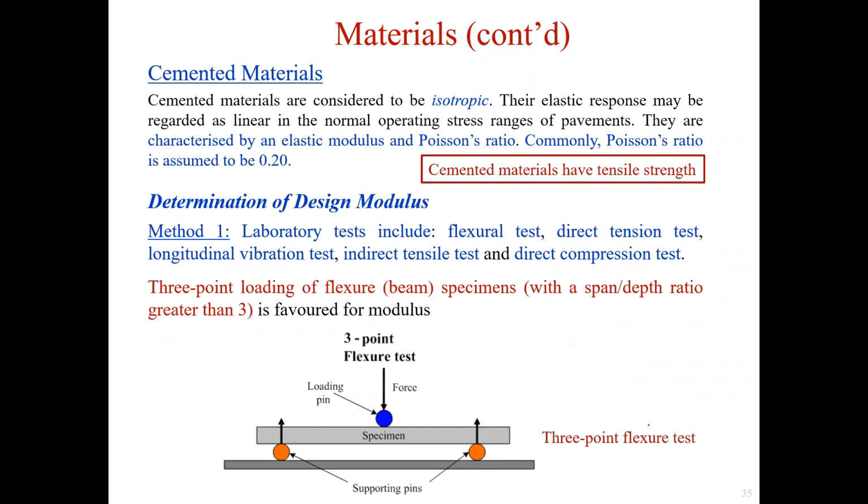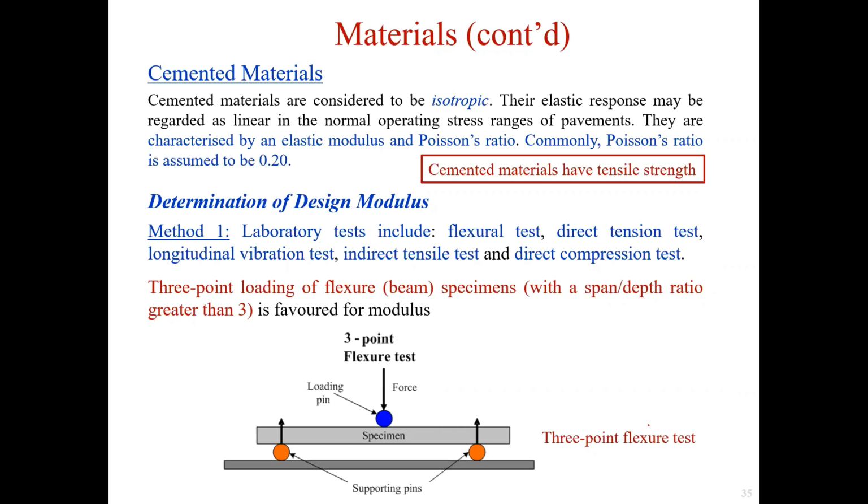Another important pavement material is cement, which is considered to be isotropic with tensile strength. In the normal operating condition of the pavement, its elastic response is normally regarded as linear with an elastic modulus and Poisson's ratio. The Poisson's ratio is shown to have relatively little influence on pavement thickness requirements within the normal range. Commonly, it is assumed to be 0.2.